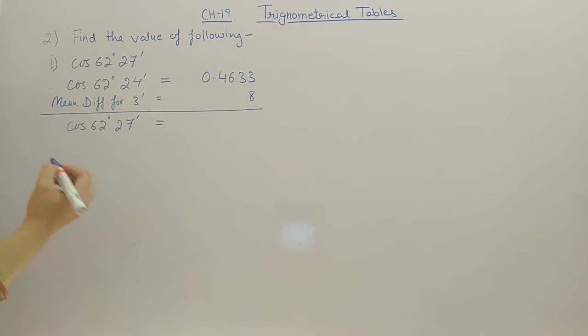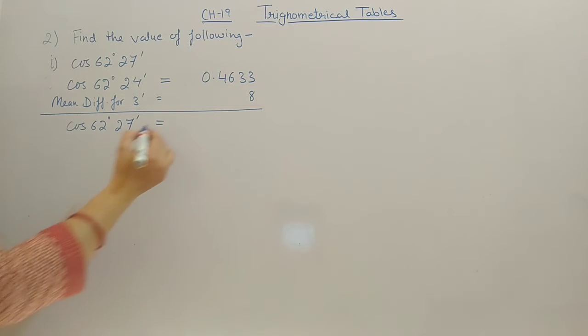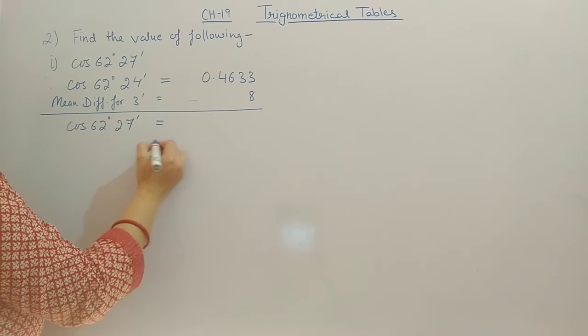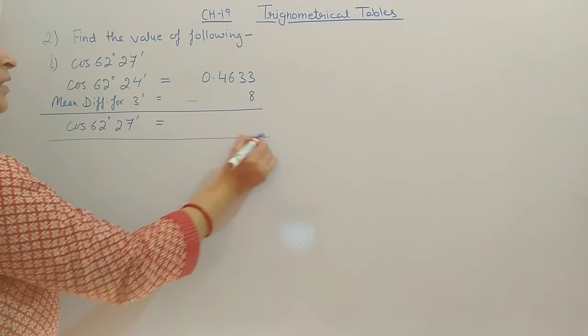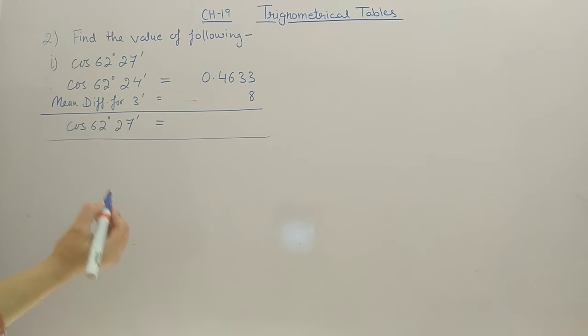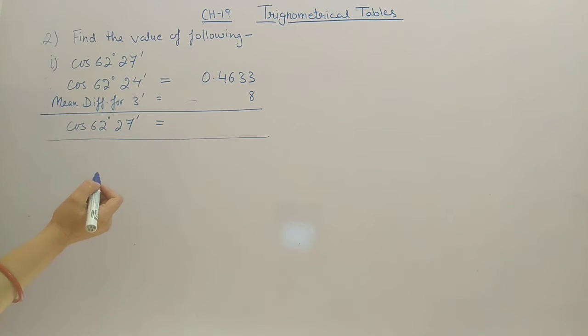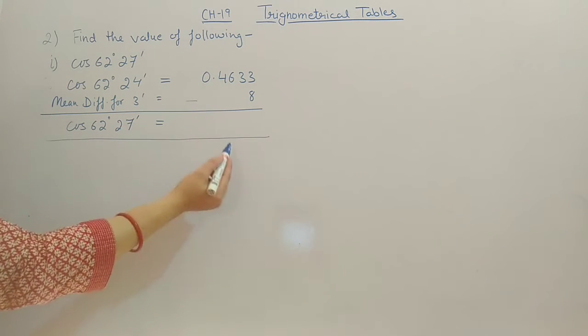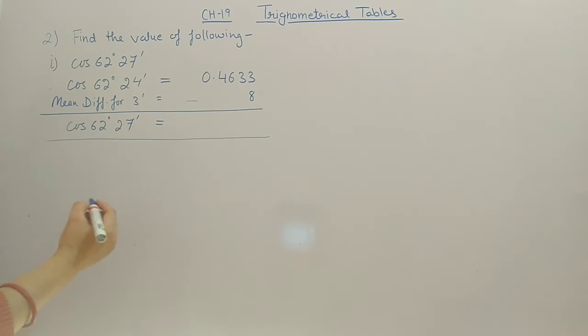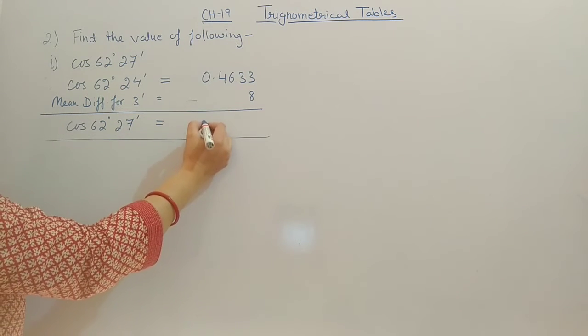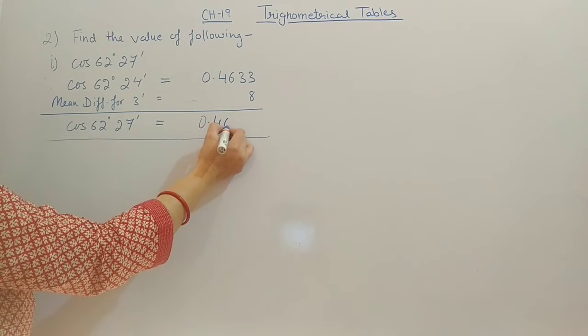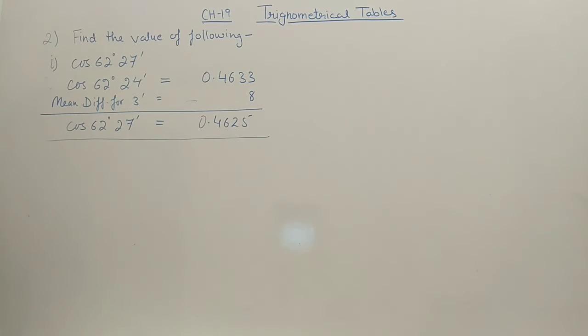Now for cos we should not add these values, we have to subtract because the value of cos decreases from 0 to 90. So when we are increasing the degree angle, the value will decrease. So it means we have to subtract here. So after subtraction we will get 0.4625. This is the value for cos 62 degree 27 minute.